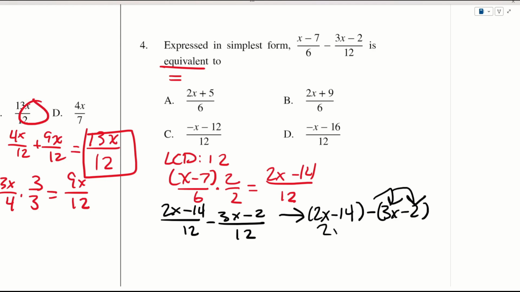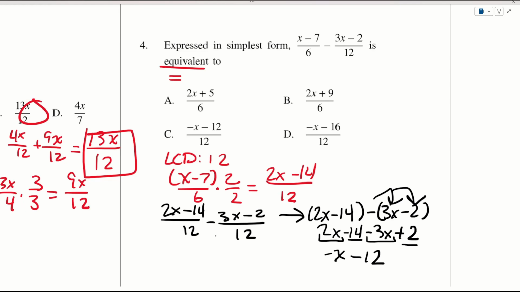We're going to get 2x minus 14 minus 3x plus 12. If you do not do that, your answer is going to be wrong because you must distribute. And now we can combine like terms. We have a like term of 2x and negative 3x. That's going to be negative x. And our next like terms are going to be negative 14 and 12. Negative 14 plus 12 is going to be negative 2. That is going to be our numerator.